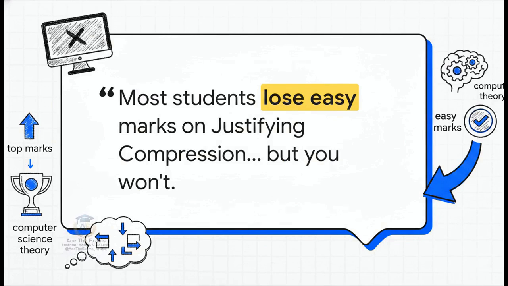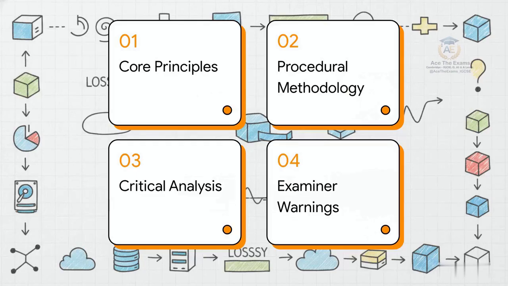It is incredibly frustrating to know the computer science theory inside and out, but still miss out on points purely because of how you structure your justification. The examiners themselves are literally telling us that these are easy marks being left on the table. Both Alex and Sam lost points here, not because they didn't understand what compression was, but because their strategy was fundamentally flawed. Our mission today is to turn this widespread weakness into your absolute biggest competitive advantage on exam day. To execute this extraction, we'll hit 4 checkpoints: core principles, procedural methodology, critical analysis, and finally, top examiner warnings.